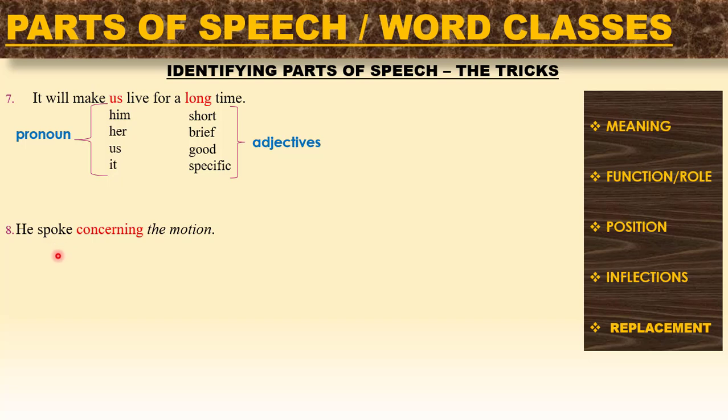So over here, he spoke concerning the motion. What words can replace concerning? We can say, he spoke about the motion. He spoke regarding the motion. He spoke on the motion. He spoke in relation to the motion. He spoke against the motion. So what will be the word class of these words? Obviously, they are prepositions. Therefore, in this sentence, concerning is a preposition.